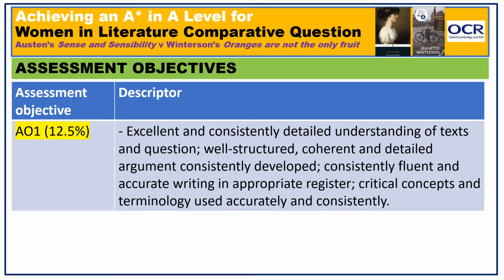50% on context, 25% on comparisons, and 12.5% on how well you write, how well you answer the question, and how well you understand your texts. In practice, some of this surely weaves into AO3 context. For you cannot weave in intelligent points about how the lives of women have changed or different societal expectations if you do not relate this sharply to what is happening within the two texts.